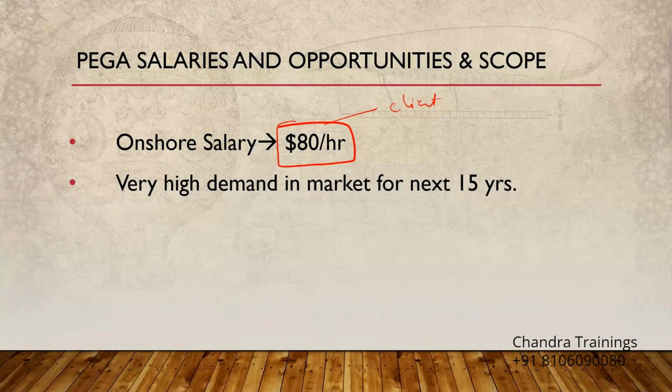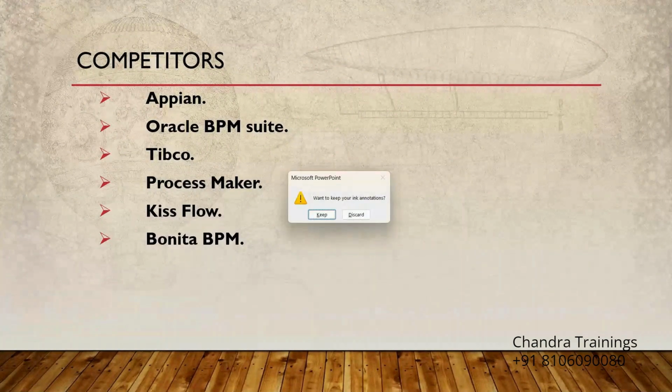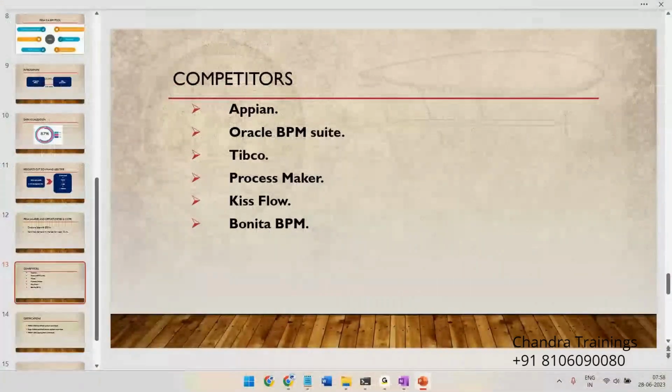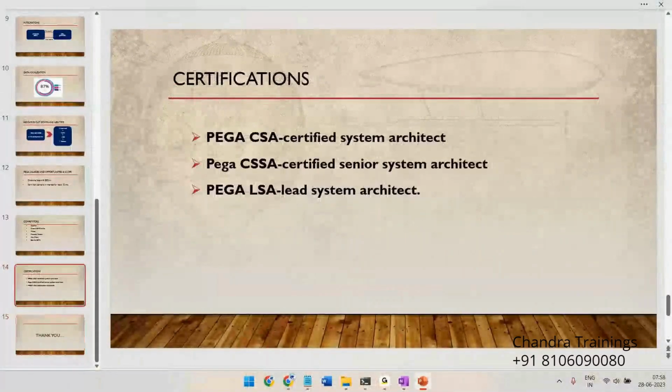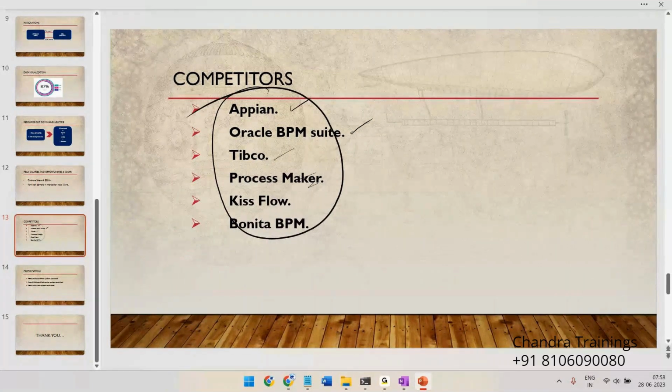So in India, there are a number of offshore projects. From Australia we are getting projects here, and all these are with Pega only. We can survive in the market for the next 10 to 15 years, no doubt in it. And all these are competitors of Pega. So we understood that there are n number of BPM tools. There is one BPM tool like APN, Oracle, Kissflow. All these are BPM tools. Out of all these BPM tools, there is no equal competitor for Pega.